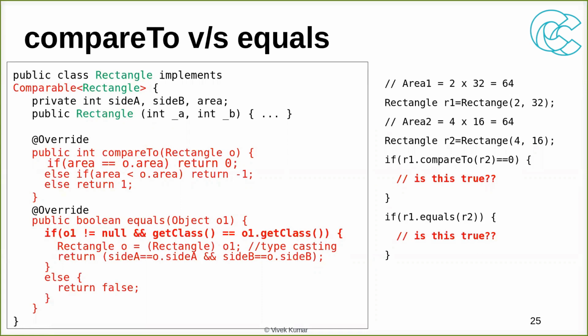Right. So yeah, their sides are not equal, and in the comparison, you are trying to compare the area and not the sides. But in equals, you are trying to compare the sides. So that's why equals would return false and comparison would return true.